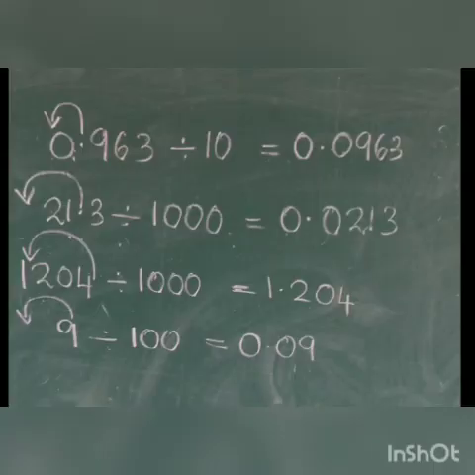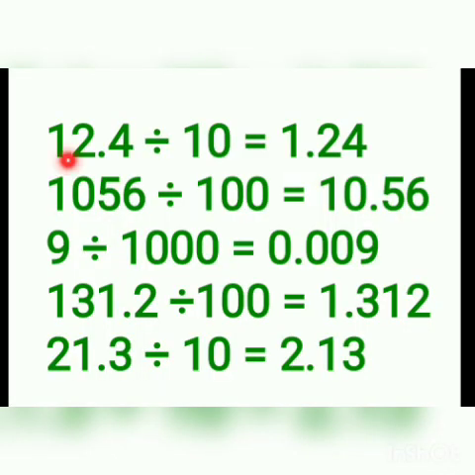Some more examples. 12.4 divided by 10. Here in 10 we have 1 zero. So we are shifting the decimal point by 1 position. So 1.24. Then 1056 divided by 100. Here there is no decimal point, so we have the decimal point here. In 100 how many zeros? 2 zeros. So shifting, what do you have? 10.56.